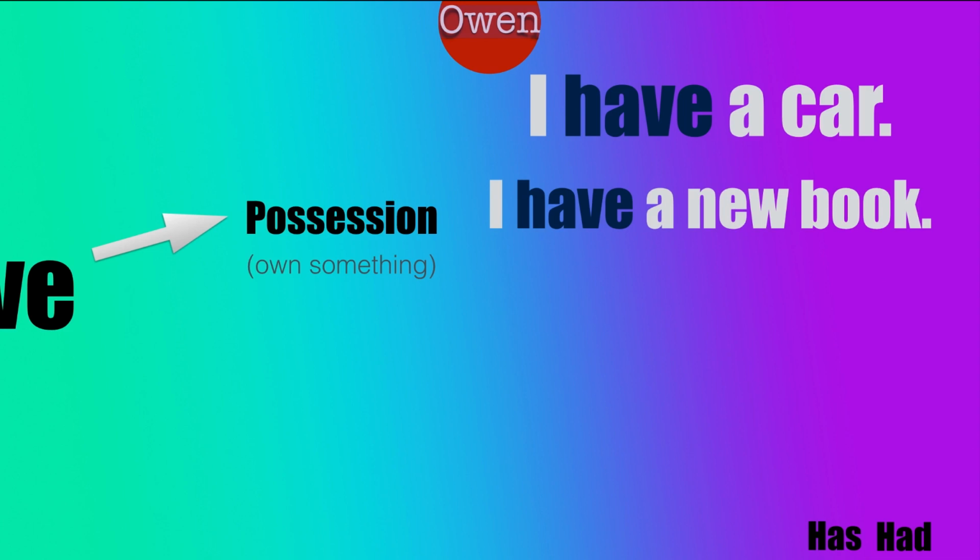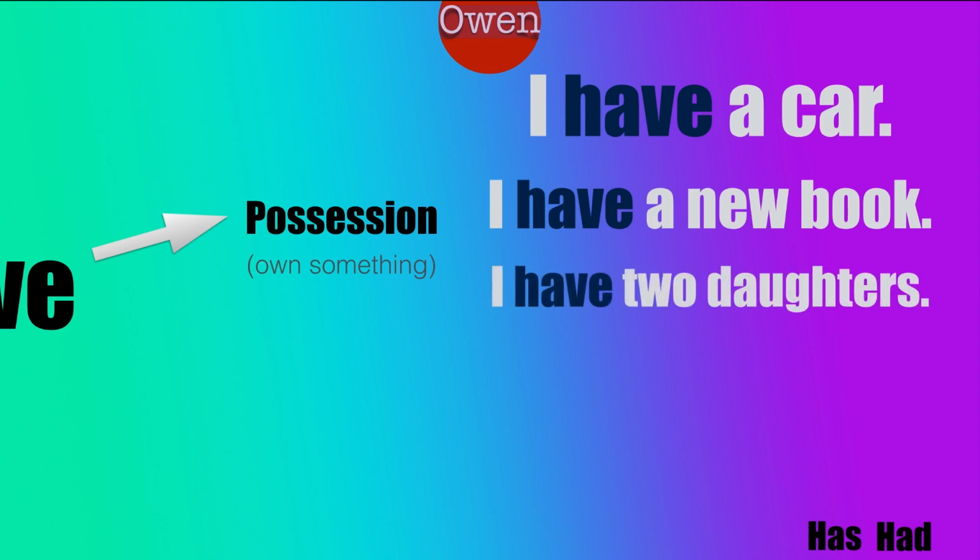And another example, I have two little daughters. That's real. So I could say I have two daughters. Well, it doesn't mean that I own my daughters. That's not right. But it shows the relationship between us. I'm the father, and they are the daughters.